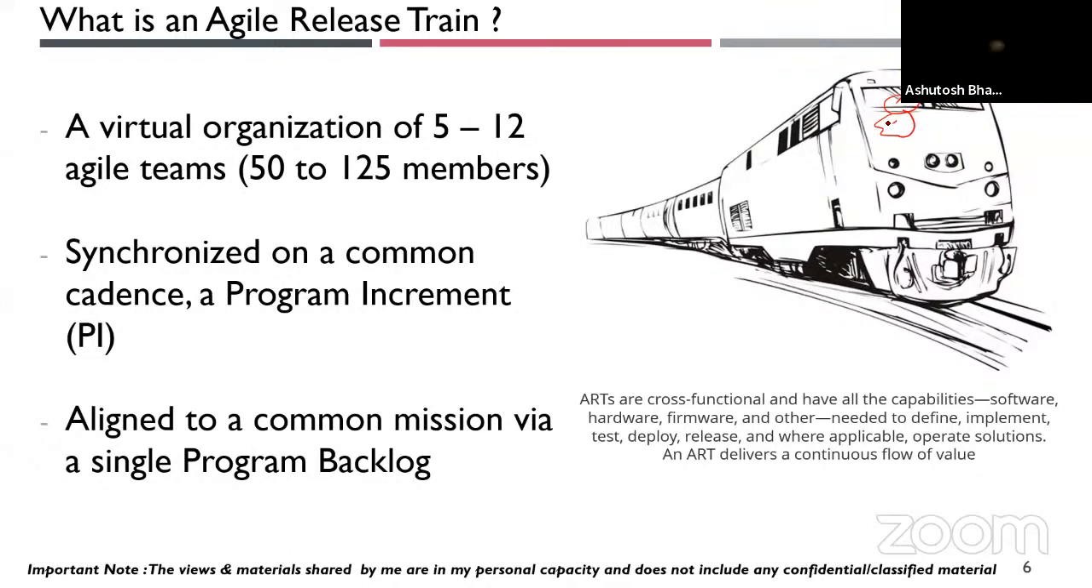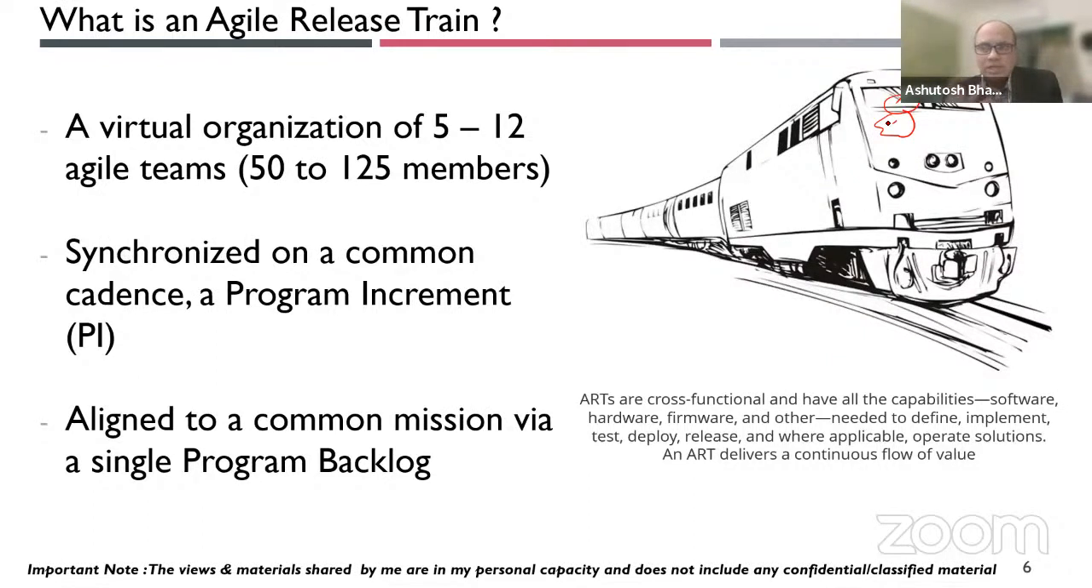It is synchronized on a common cadence called program increment. So program increment is a time-boxed event which runs for approximately 5 to 6 sprints. Again, the choice is between 8 to 12 weeks, is what they say. In that program increment, we divide it into iterations, and then we deliver incremental value at the end of each iteration, and at the end of the program increment.